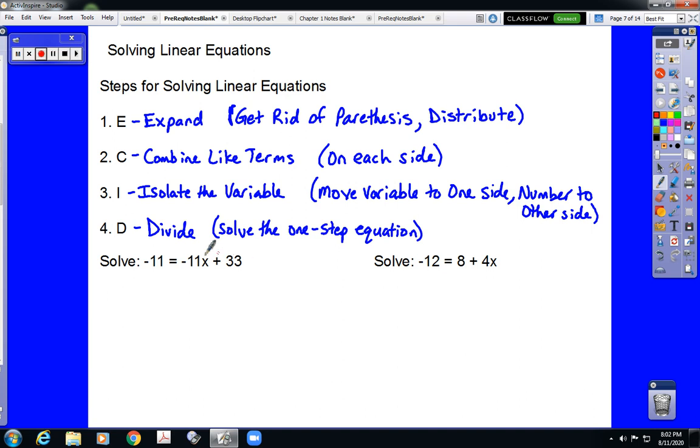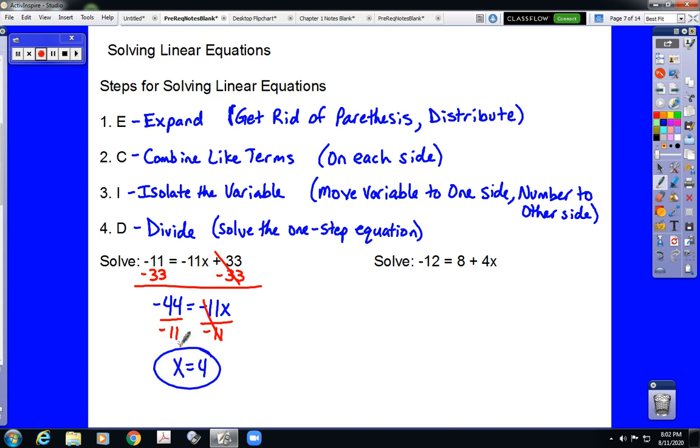So what we need to do here is we need the negative 11x by itself. So we're going to subtract 33 from each side of the equation, which will result in negative 44 equals negative 11x. Notice that now we have a one-step equation, and all we need to do to finish solving it is divide by negative 11. Negative 44 divided by negative 11, a negative divided by a negative is a positive. 44 divided by 11 is 4. So our answer is x equals 4.